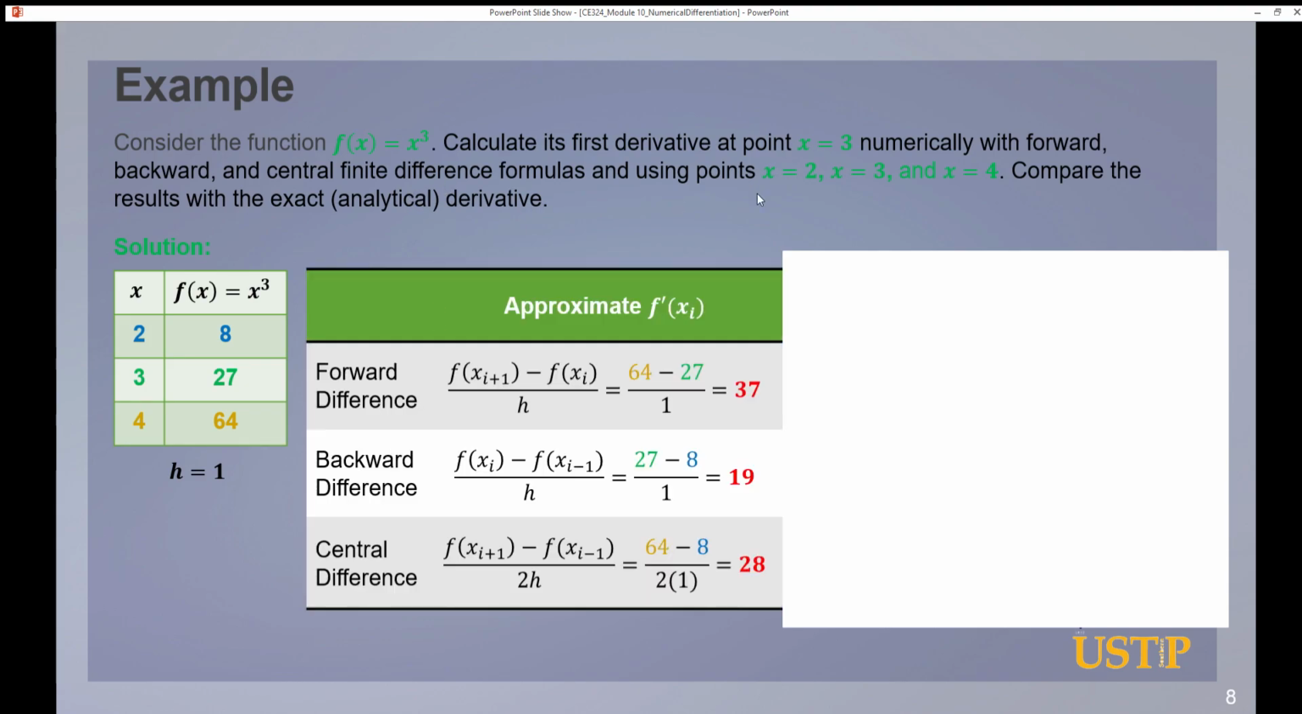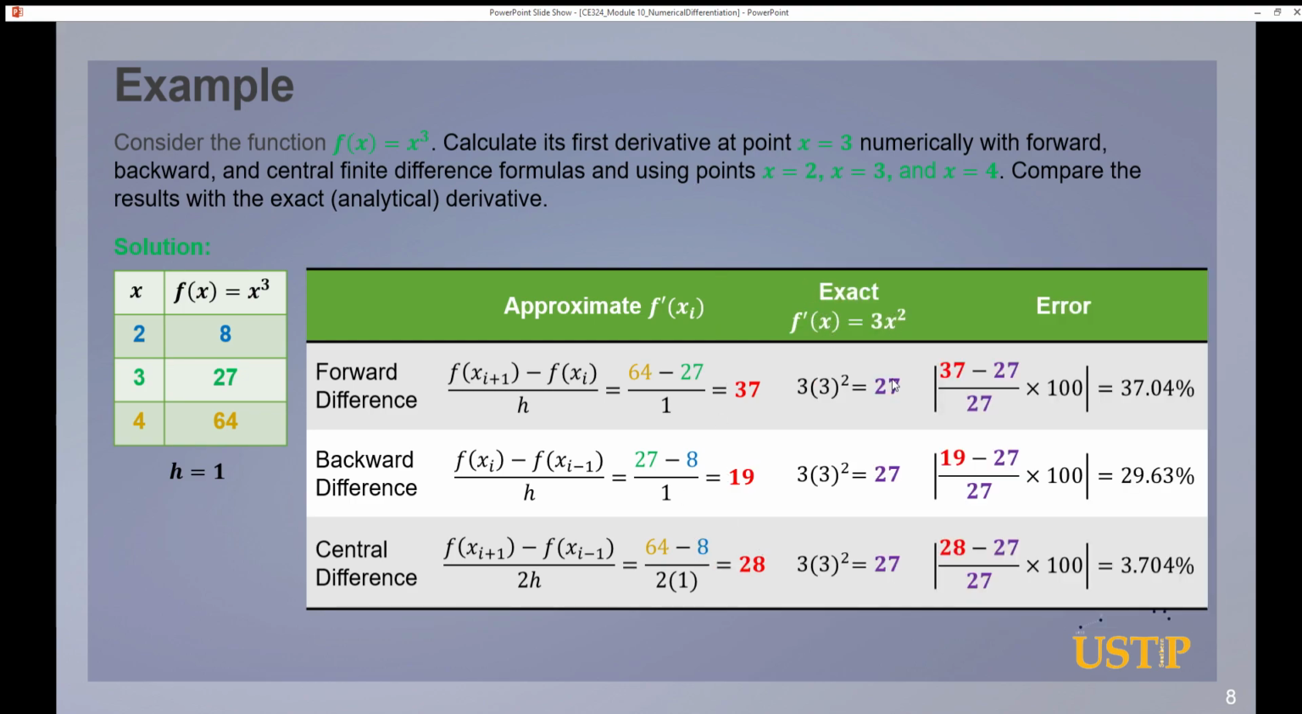Now, approximate the value using the forward difference. Just plug the values into the equation. You'll have 37 for forward difference, 19 for backward difference, and 28 for central difference. Okay? Try to remember these: 37, 19, and 28. The exact value, by the way, is 27.